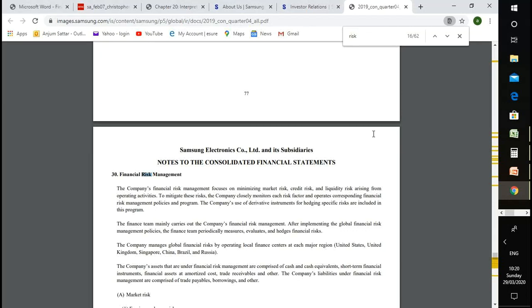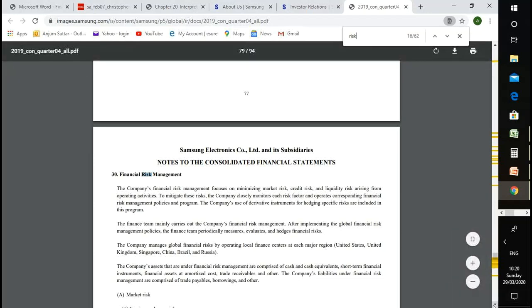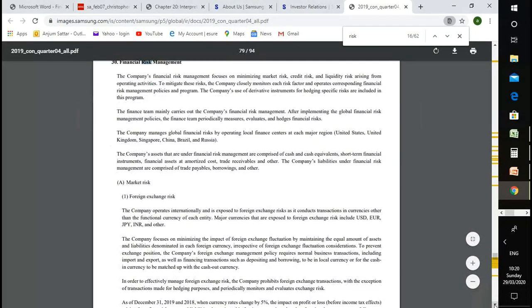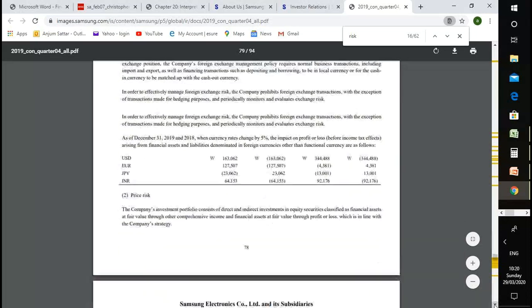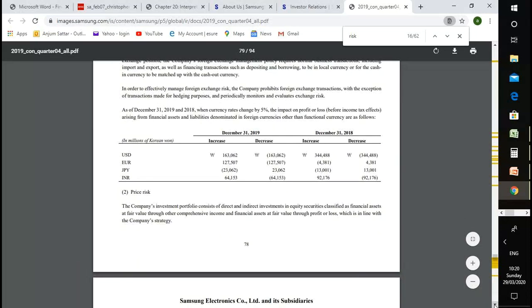Given the financial risk management, which is all market risk, maybe we can discuss market risk and foreign currency risk. Even if you want, you can snip that data and copy it, and it's written there: the fair value through other comprehensive income and the financial asset value through profit and loss, which is in line with the company's strategy.